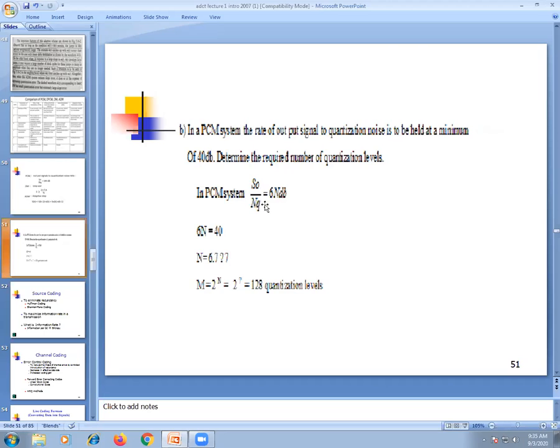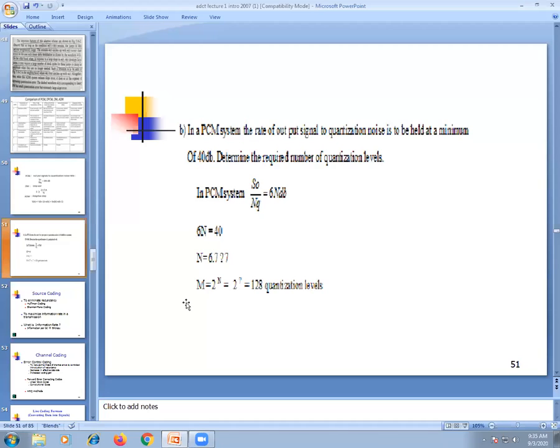Now in the PCM system, you know the relation S naught by NQ is equal to 6n dB. Now the S naught by NQ is given, that is 40 dB. That's why 6n is equal to 40. Now n is calculated as 6.727, which is approximated to 7.